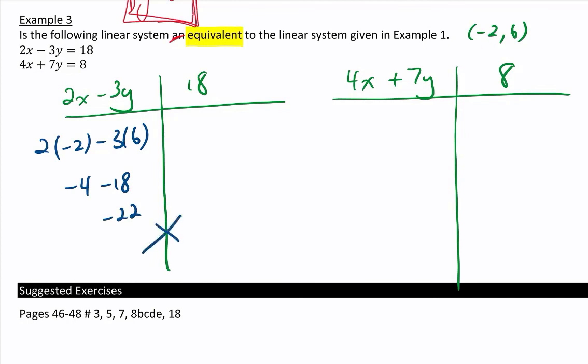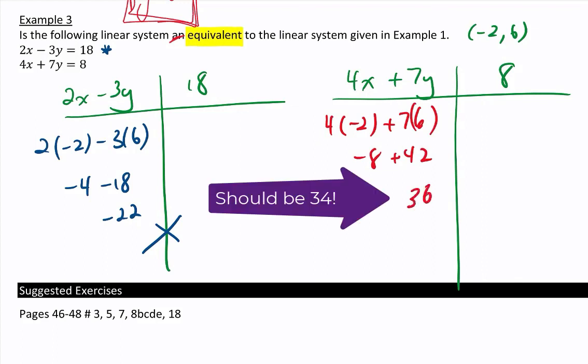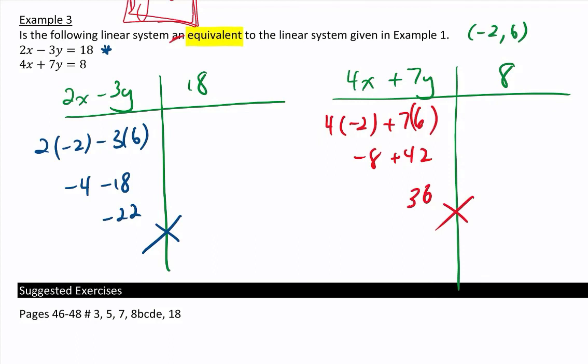So we can stop there and say it's definitely not an equivalent linear system, because this point is not on this line here. But let's check the second one just for fun. We get 4 times -2 plus 7 times 6. That is -8 plus 42. And that gives us 36. This isn't even on the line either. So this point's not on either of these lines.